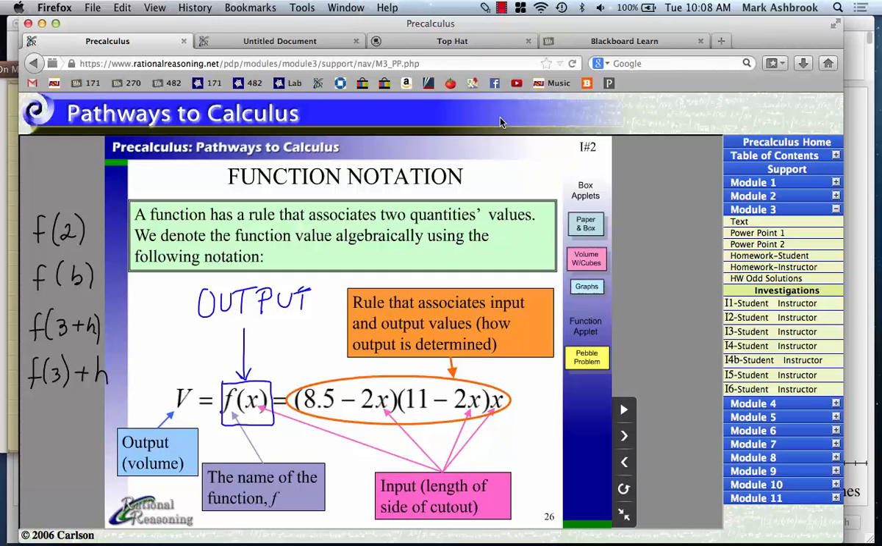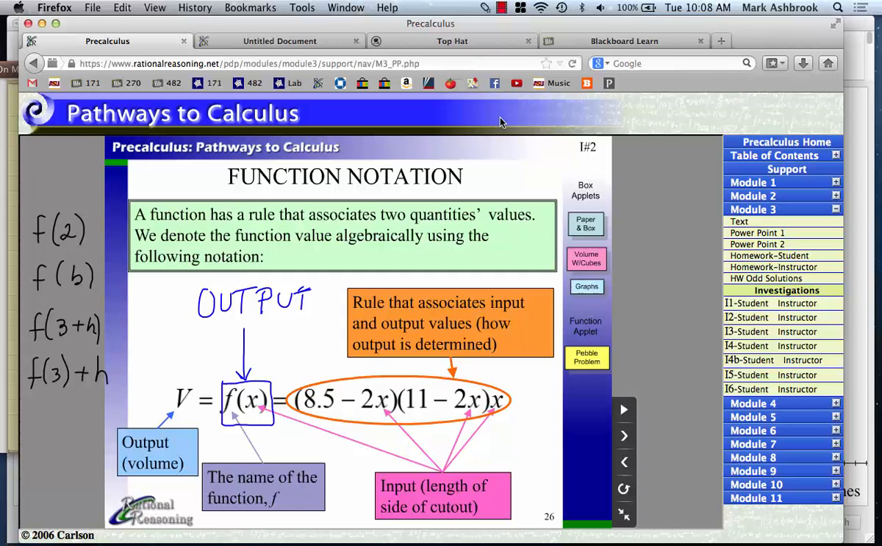Which volume is it? Not sure. Which volume is it? The b is the input, the side length of the cutout in inches, and that's the output. Right. So the whole thing is what? The volume of the box when the cutout size is b. That was well said. Did you hear that? The whole thing together is the volume of the box. Which volume is it? When the cutout length is b.